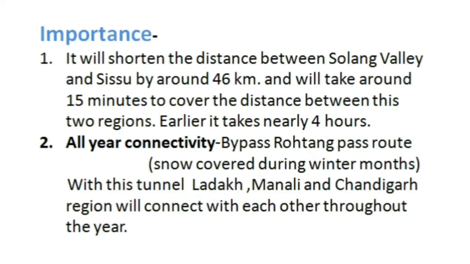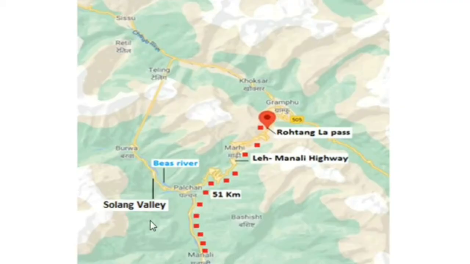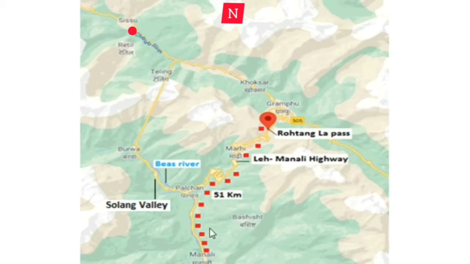Previously, the Solang Valley region near Manali and the Sishu region of Lahul Spiti district, Himachal Pradesh were connected with each other with the help of this yellow zigzag line, that is Leh-Manali highway through Rohtang Pass. At that time it took 4 to 5 hours to cover this distance. This Leh-Manali highway through Rohtang Pass route is the bypass route of this Solang Valley and Sishu region.